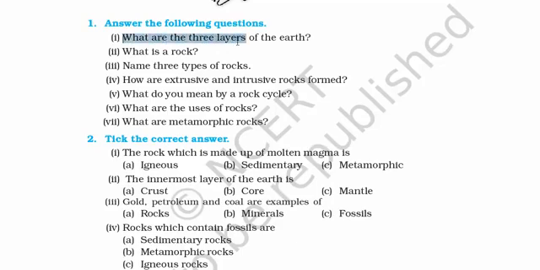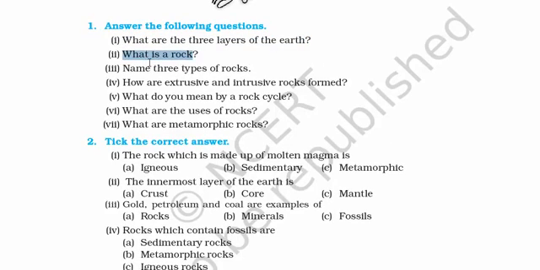First question, what are the three layers of Earth? The three layers of Earth are crust, mantle and core. Second question, what is a rock? Rock is nothing but made up of minerals that form a natural landmass and is also the Earth's crust. Third question, name three types of rocks. The three types of rocks are sedimentary, igneous and metamorphic.